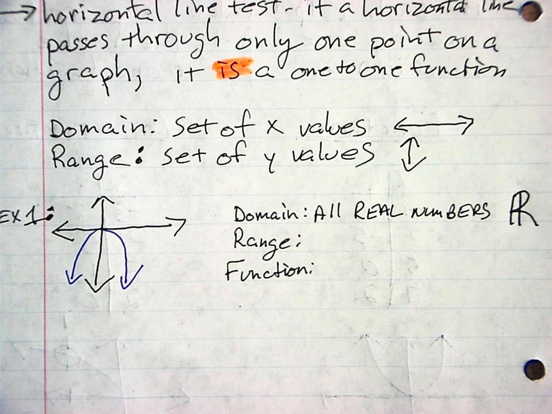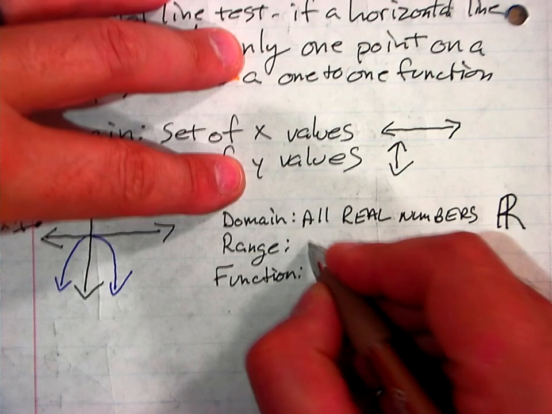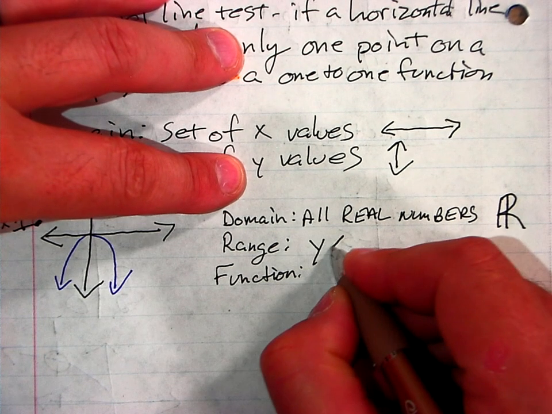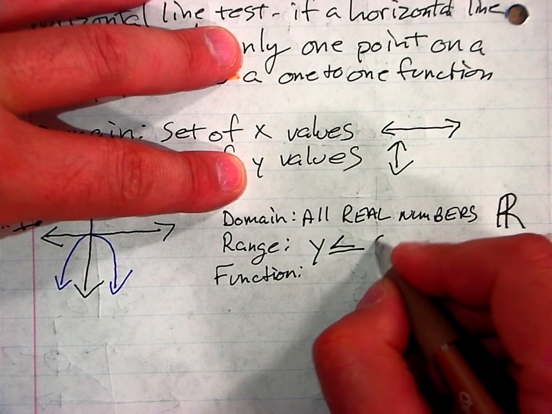All right, the range. The range is up and down. What is the highest part on this graph where it touches the x-axis? Where is that? 0. So this is going to be y is less than or equal to, because it's actually touching, 0.